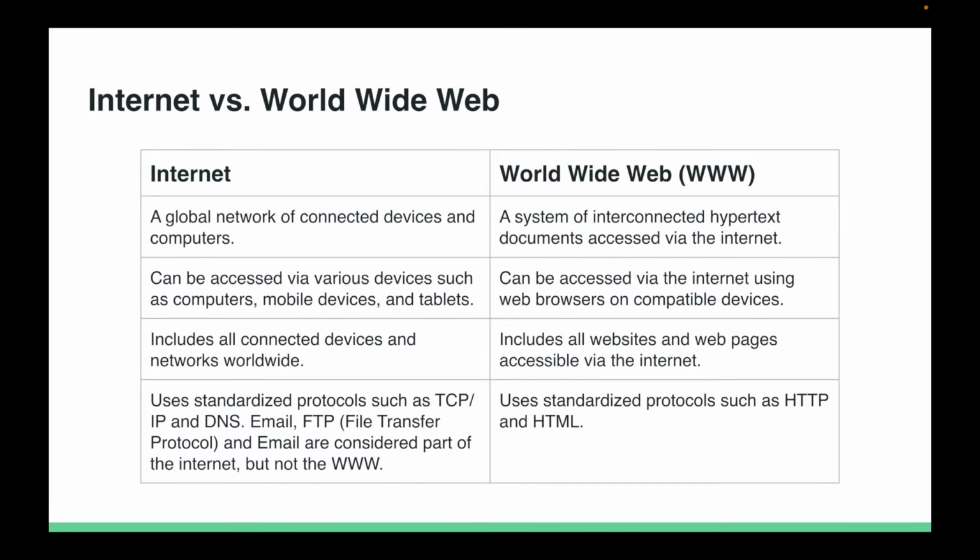Now, we've got another slide here comparing the internet and the World Wide Web. As we said before, the internet is devices, the World Wide Web is websites. So the internet can be accessed on all devices, versus when we're looking at the World Wide Web, we're going to need a piece of software called a web browser to view the content, to view that web page. This distinction we've already gone over, devices versus websites again.